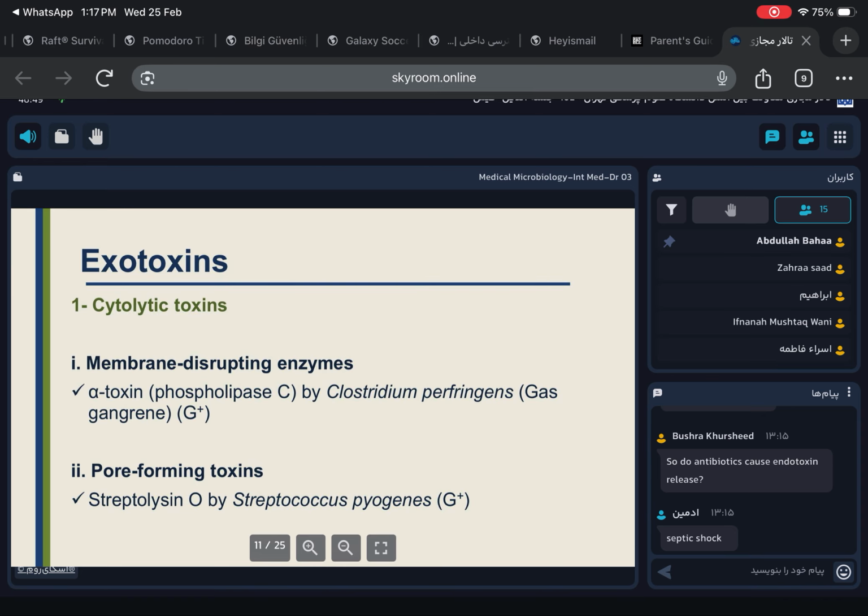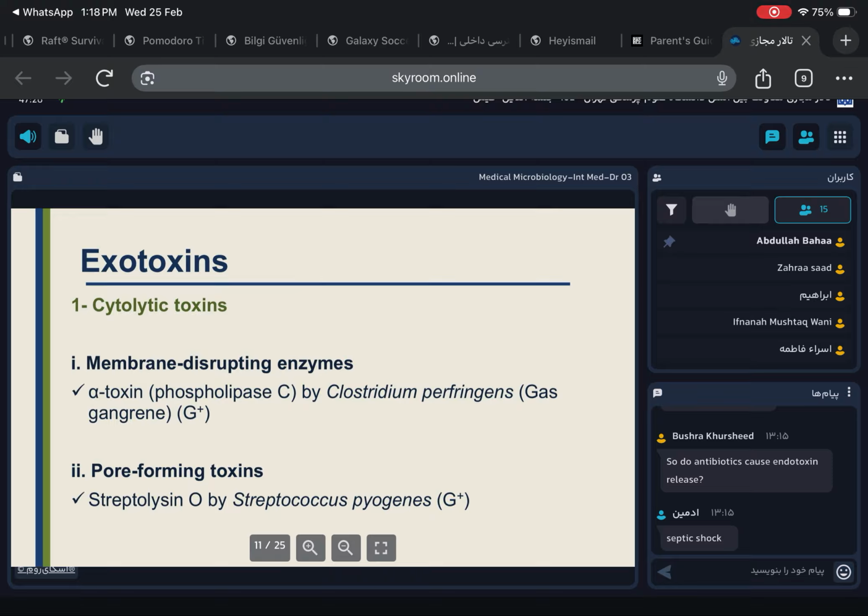So another group of toxins are exotoxins. We talked about exotoxins in lecture number 1. I told you that some gram-positive and some gram-negative bacteria produce exotoxins. And we have two types of exotoxins. One group are cytolytic toxins. As you can judge by their names, they are able to lyse or kill the host cells.